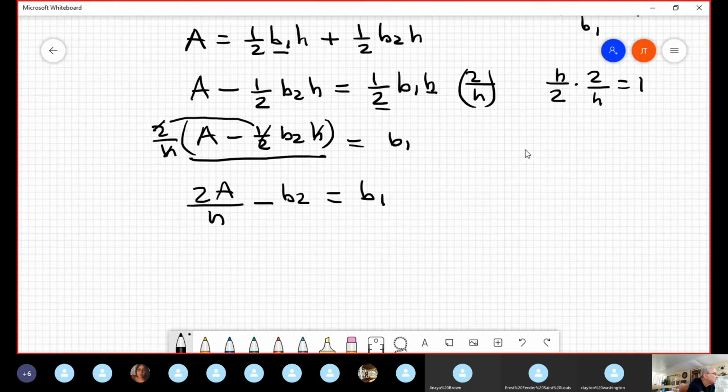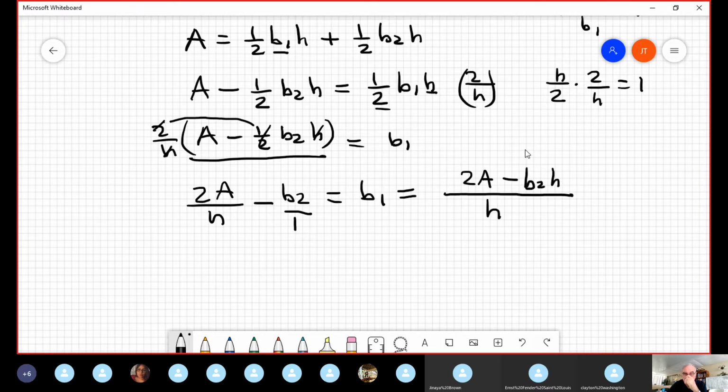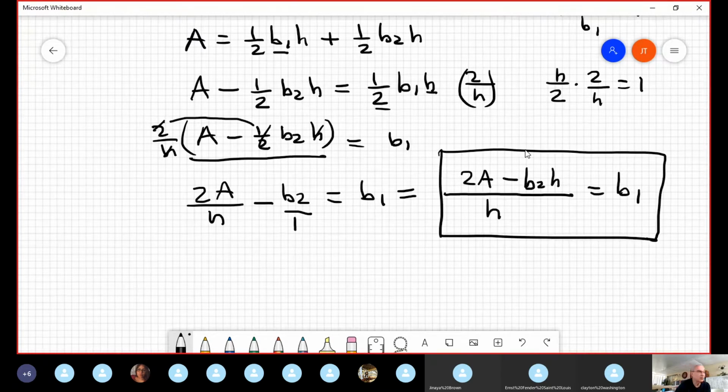However, when I try to find this answer in the multiple choice, I cannot see it. The reason is because the professor who made this package doesn't like this way. They want to put together this and this using the least common denominator, which is h. The least common denominator is h because here is 1. So you have b1 equals 2A minus b2h, all over h. And this is the elegant final answer for problem number 7. So 2A minus b2h divided by h. This is option B.